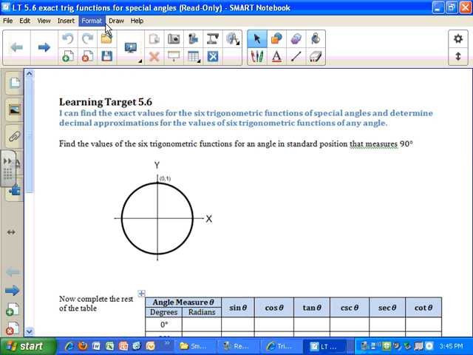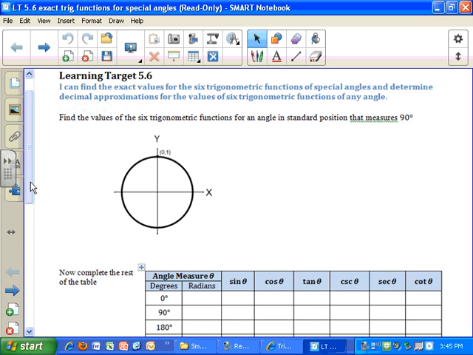Learning target 5.6 is being able to find the exact values for the 6 trigonometric functions of special angles. These are the angles that I told you to memorize earlier: the multiples of 45 degrees and the multiples of 30 degrees. You'll also be able to find decimal approximations for these values, but you should be able to do this without the use of a calculator. So you can find those exact values without typing in and figuring out approximately that decimal value.